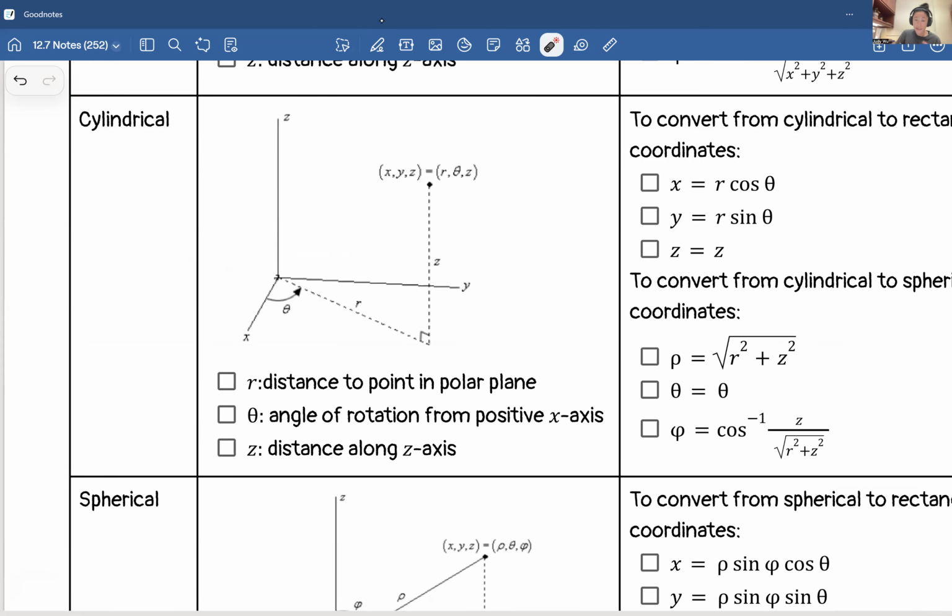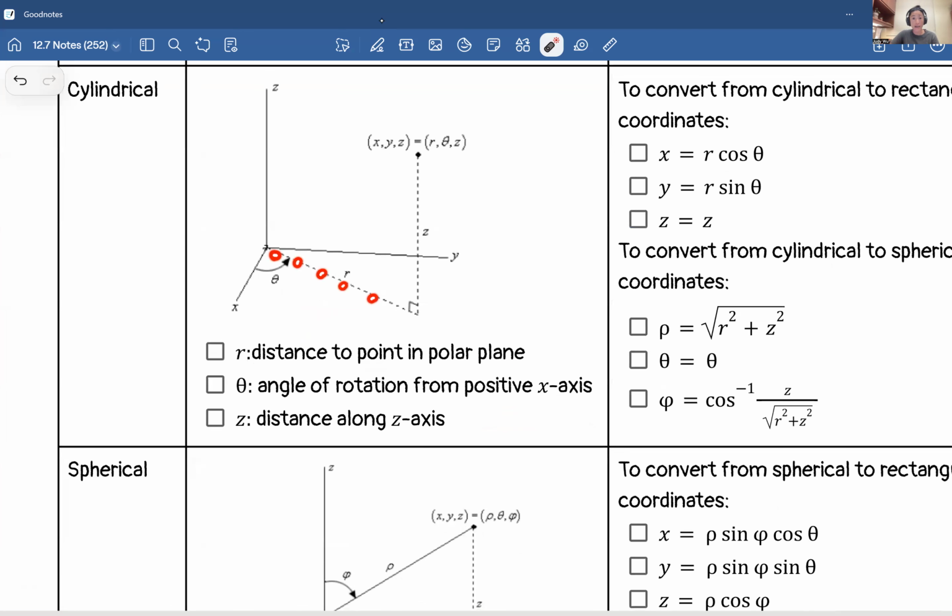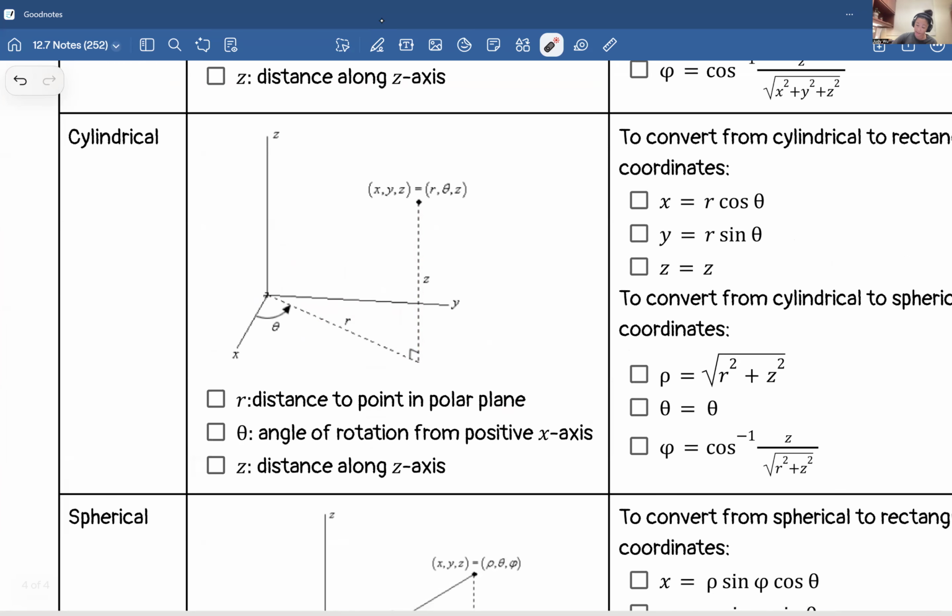But we basically take the same idea where now we're looking at going out to a particular angle, theta. Theta is our angle of rotation from the positive x-axis. Okay. And then from the center, we count out however many radii we have of circles. That's our r. And then the z is just like the z component in the rectangular one. I'm just going up or down that z-axis, okay? So that is what we call the cylindrical coordinate system.